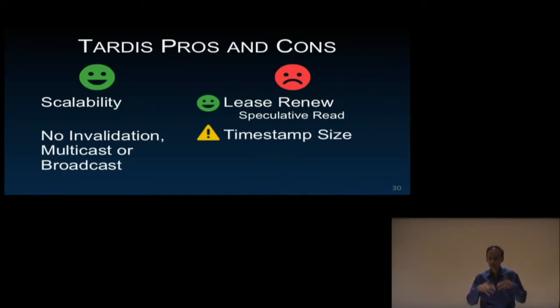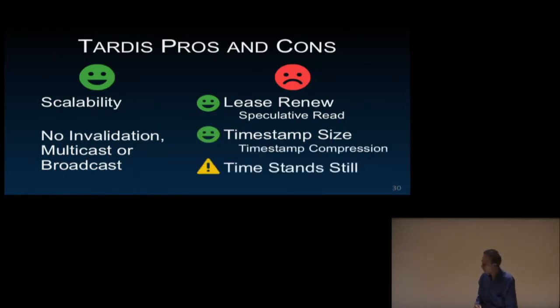Timestamp sizes, if you had 64 bits, they would never roll over, right? But it turns out you can make them 16 bits. If you wanted, you can make them 8 bits because you only need a limited amount of history, right? So there's a bit of detail there. And you can do compression for that.